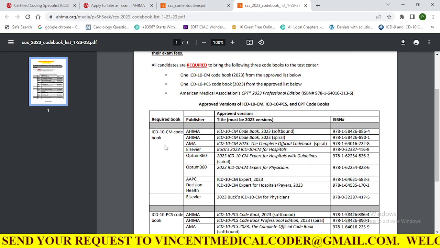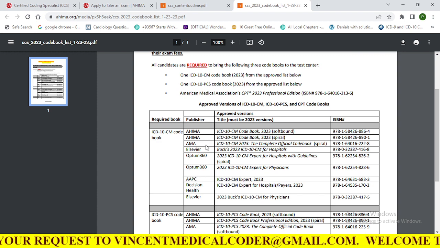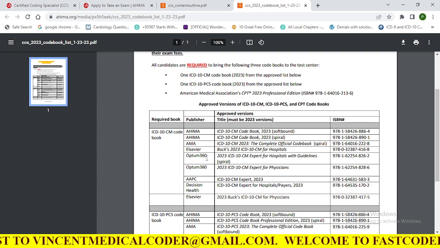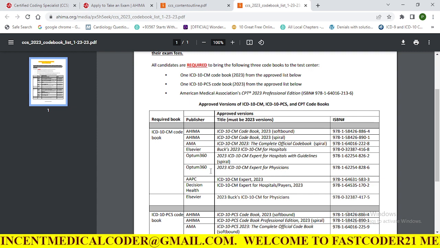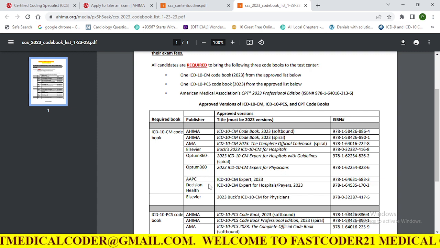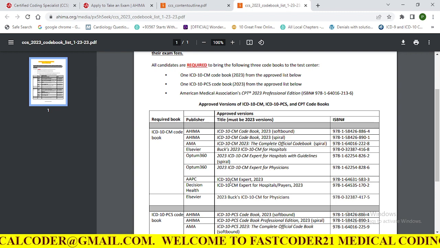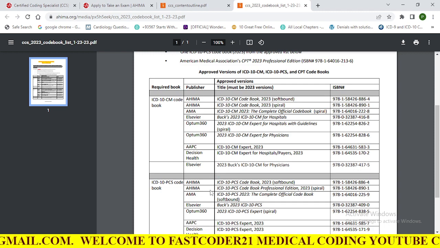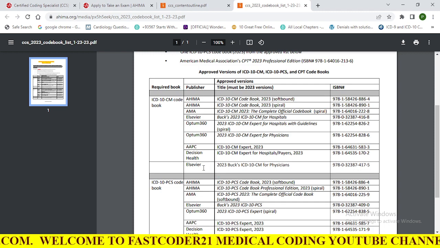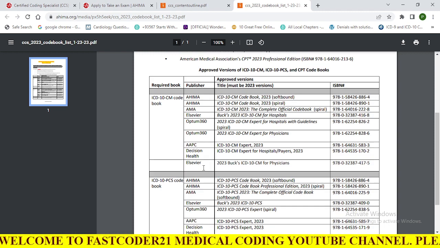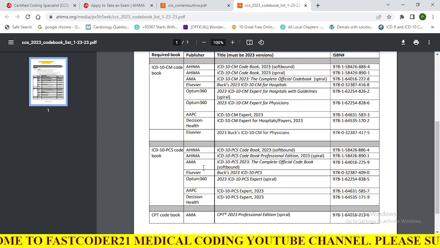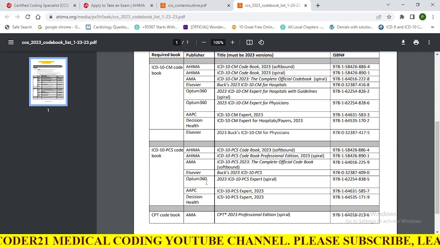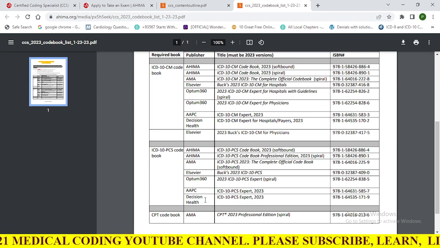See here, the ICD-10-CM book: you can use AHIMA books, AMA books, Elsevier, Optum 360, and AAPC books. Only this version, ICD-10-CM Expert 2023, you can use. You can use the Decision Health book. You can use the Elsevier book also. And for PCS, you can use, as usual, AHIMA, AMA, Elsevier, Optum 360, AAPC, Decision Health.